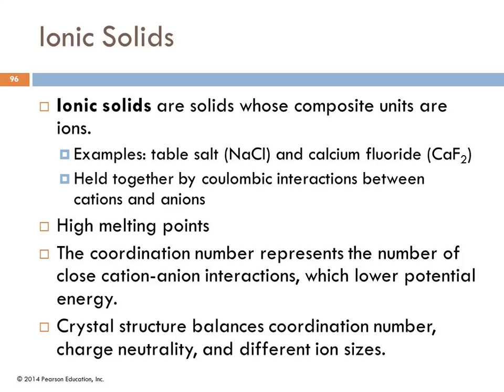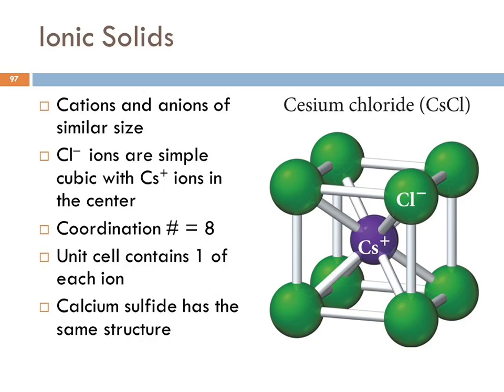For the ionic solids, the coordination number that we just talked about is significant because that indicates how many cation-anion interactions you have. So the higher the coordination number, the more stable the crystal lattice is going to be. So these ionic solids, the structure of their crystals is going to depend on the relative sizes of their ions.